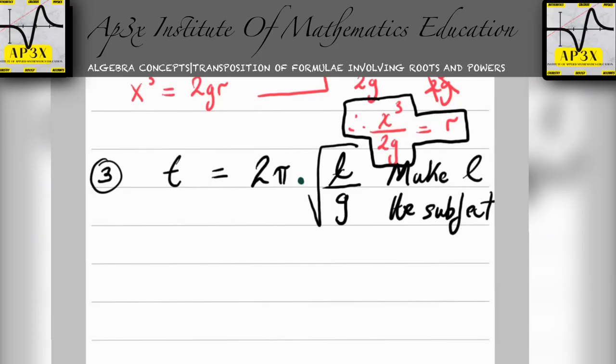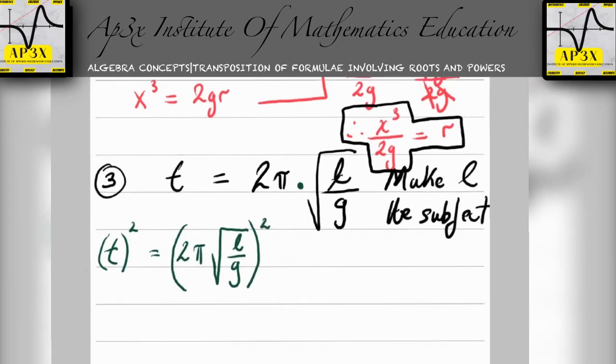As usual, we are looking to make L the subject, and once again you can see that L is under the root. So to do this, we're going to have to square both sides of the equation. We're going to write down t raised to the power of 2, and this is going to be 2 pi square root L over G, and we're going to square that side as well.